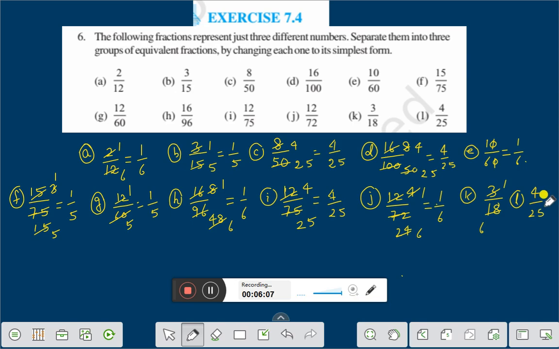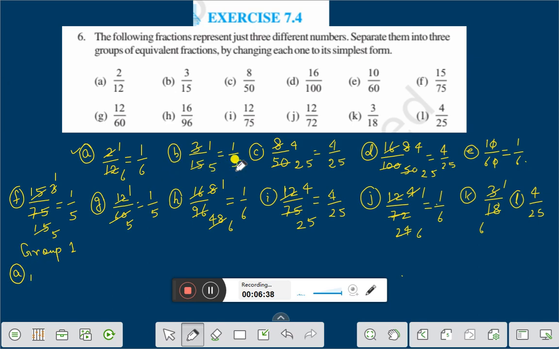Right? That means the following fractions represent just three different numbers. Separate them into three groups of equivalent fractions by changing each one to its simplest form. Now we'll find which one is 1 by 6. This is group 1. Group 1 is 1 by 6, that is A.